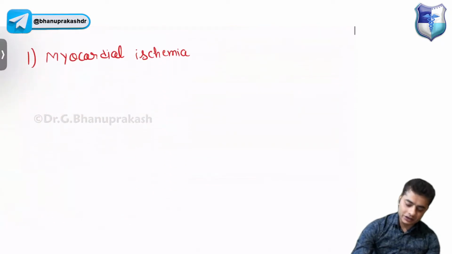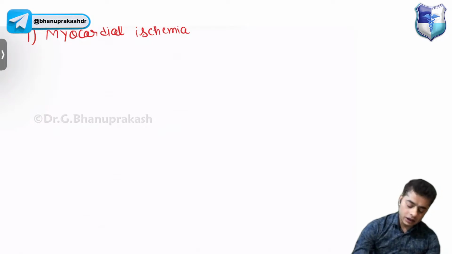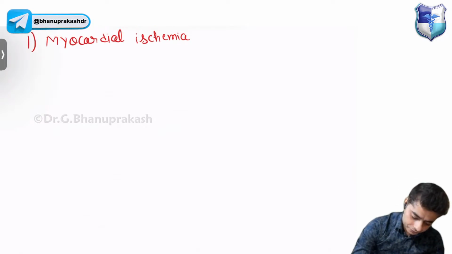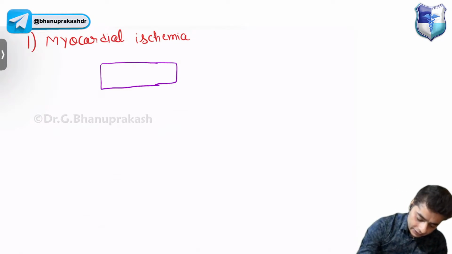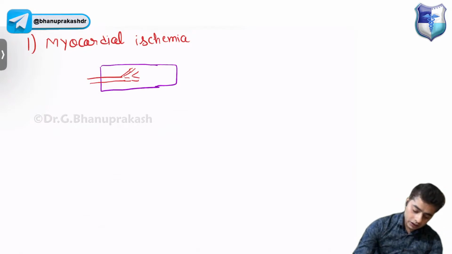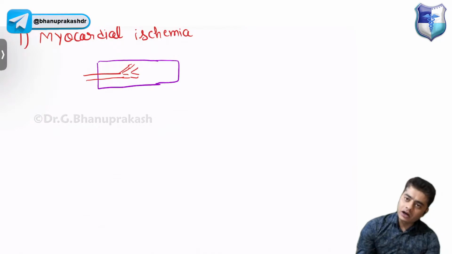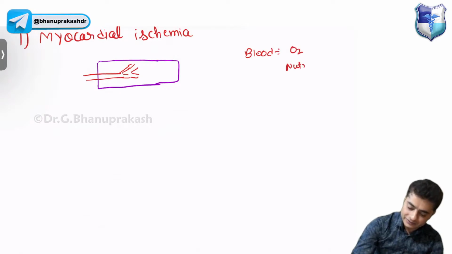So we will see myocardial ischemia. Now we all know that the heart's main tissue is myocardium. Suppose this is your myocardium and these are your small coronary arteries which are supplying it. Now, what does the coronary artery bring to the myocardium? Blood. And with blood, what comes? Oxygen and nutrients.